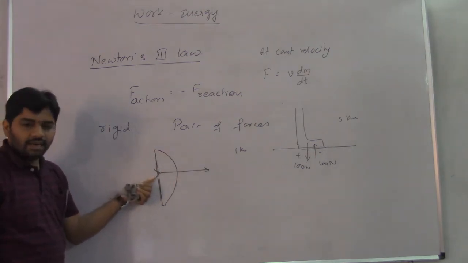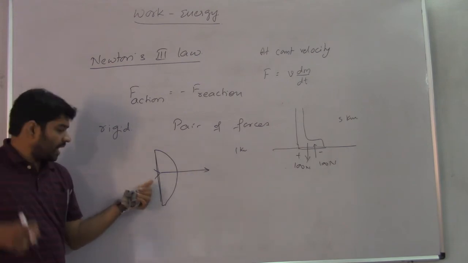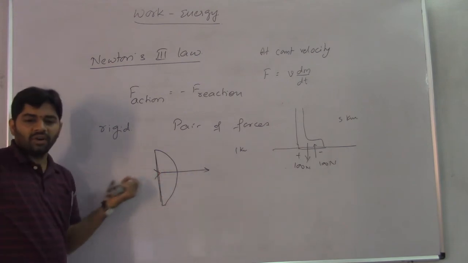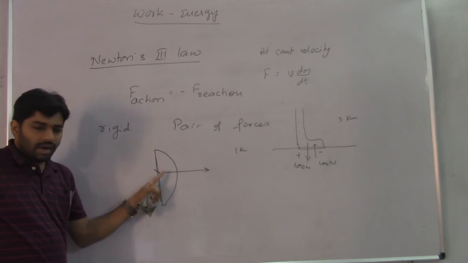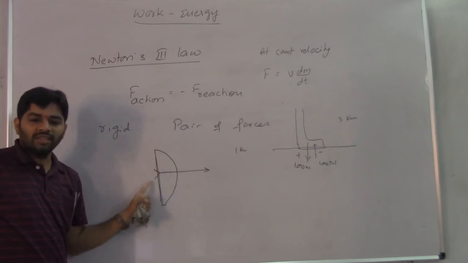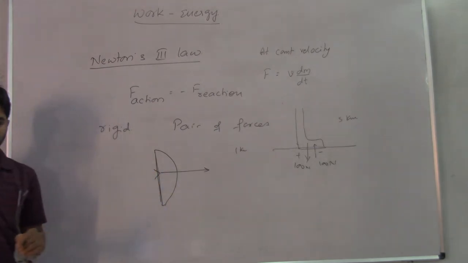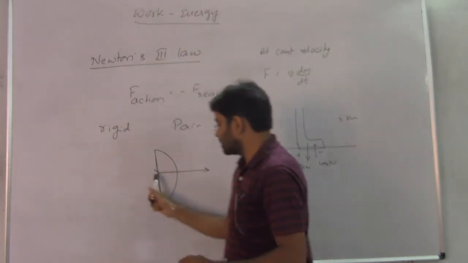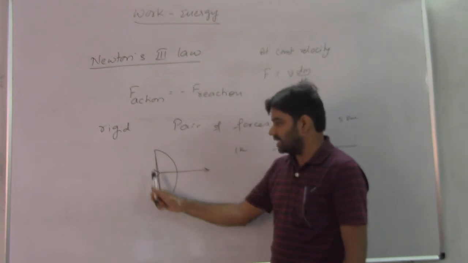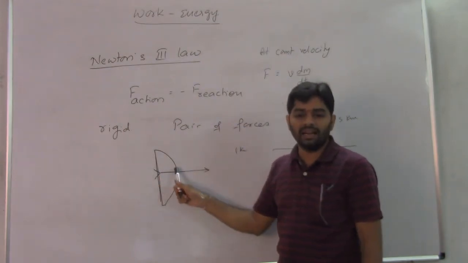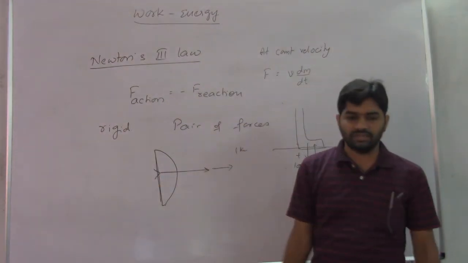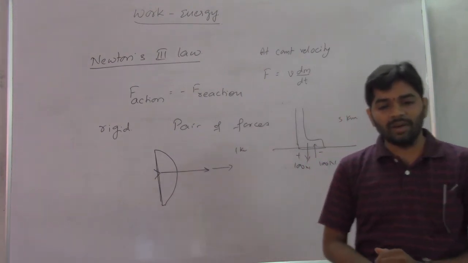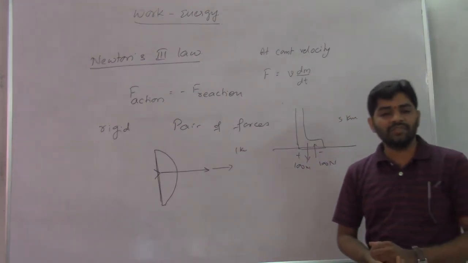Pull the tail backward, applying force on the string to pull backward. Then I release my fingers, and automatically what happens? Whatever force is received by the string is given to the tail, so the arrow rushes in the forward direction. Action is performed by the arrow, reaction is performed by the string.